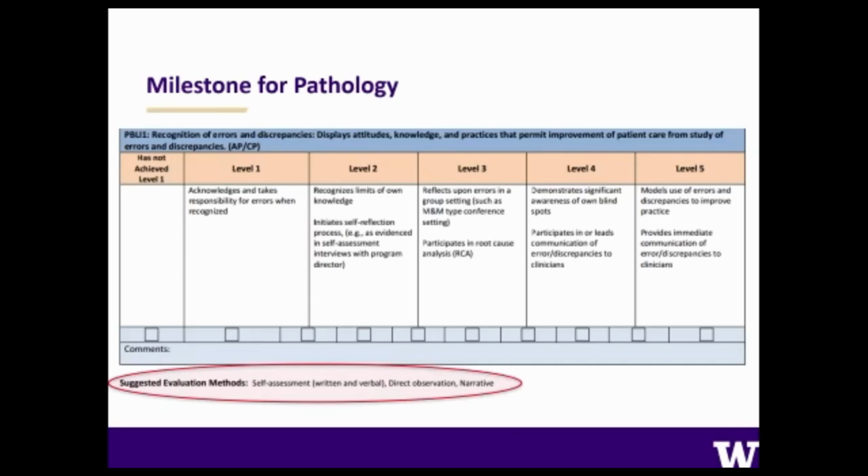Okay, so this is super, super difficult. Most of us have not had very much experience with it, and yet ACGME has put out this milestone. Level 4 says participates in or leads communication of error discrepancies. Level 5 provides immediate communication of error and discrepancies. Suggested evaluation method, self-assessment, which we know is so great, right? We think we do a great job disclosing, and direct observation.